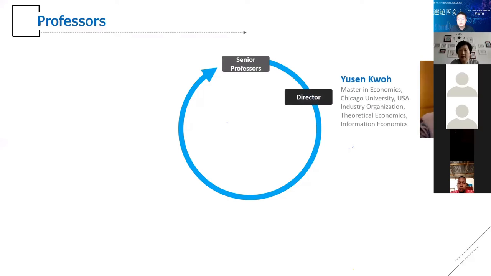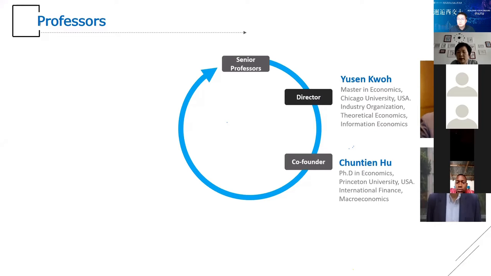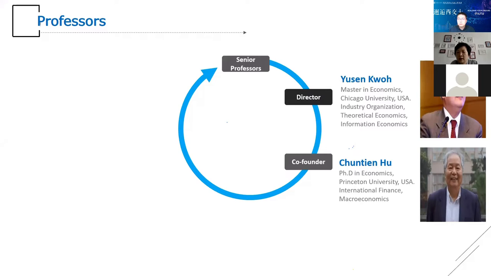And then let me introduce our faculty information. The first one is our director and also our founder, Professor Guo Yusen, in English, Yusen Guo. He has a master's in economics from Chicago University, and his research fields cover industrial organization, theoretical economics, and information economics. And his good friend, Professor Hu Chuntian, is also our co-founder. He got a PhD in economics from Princeton University, and he is interested in international finance and macroeconomics.